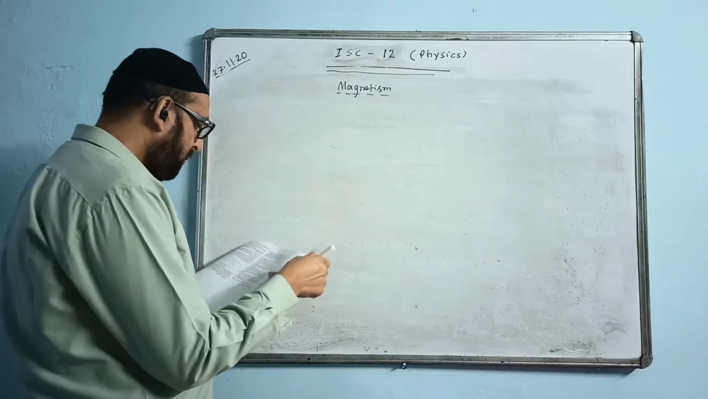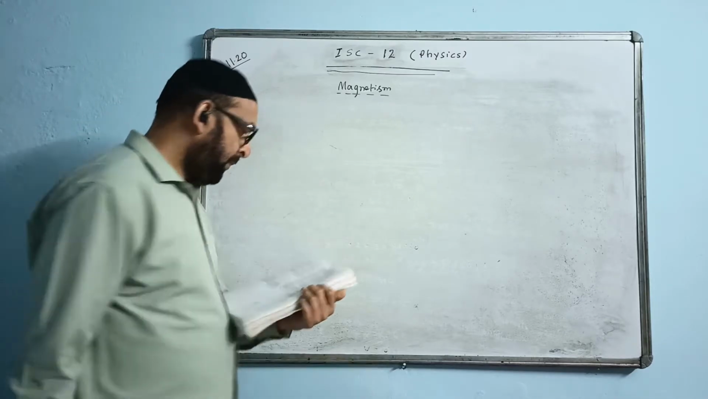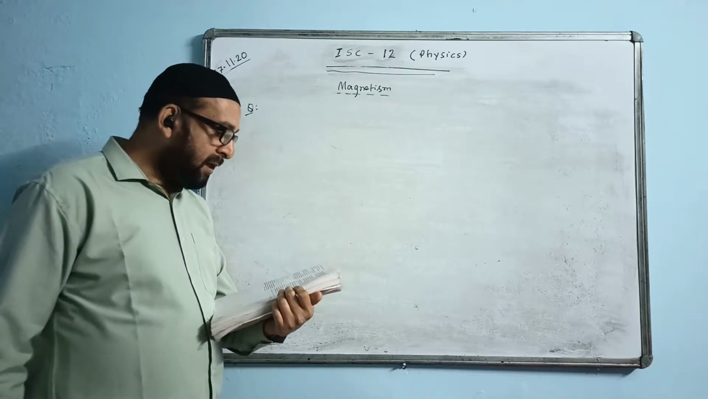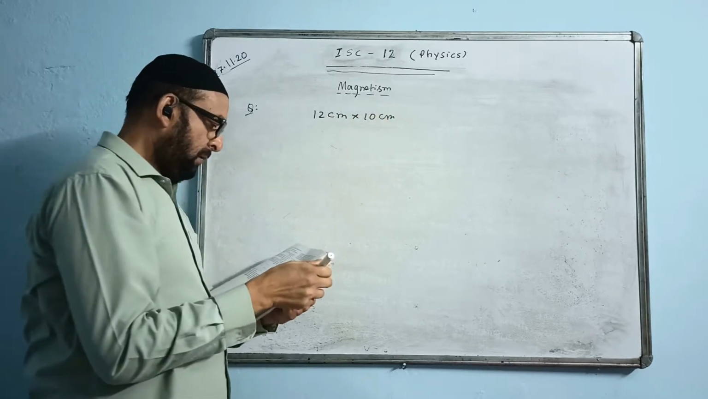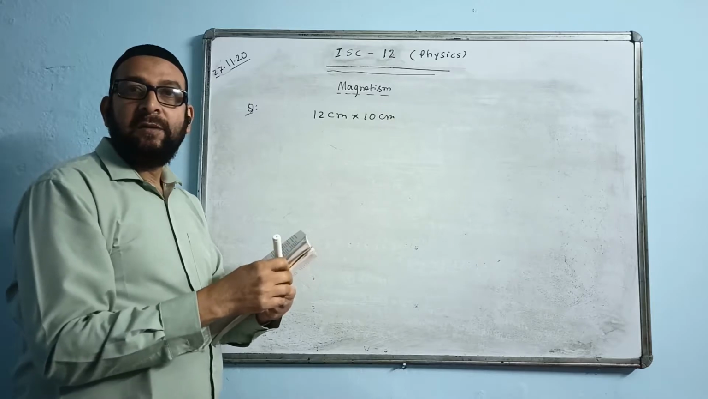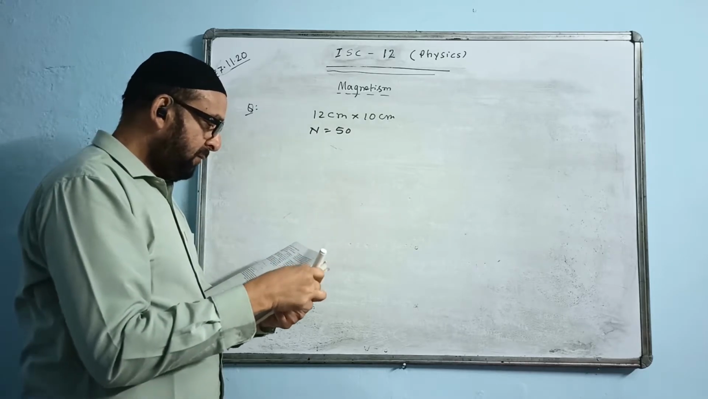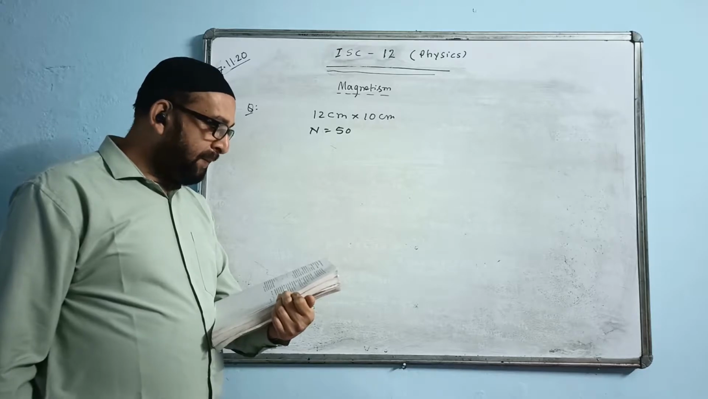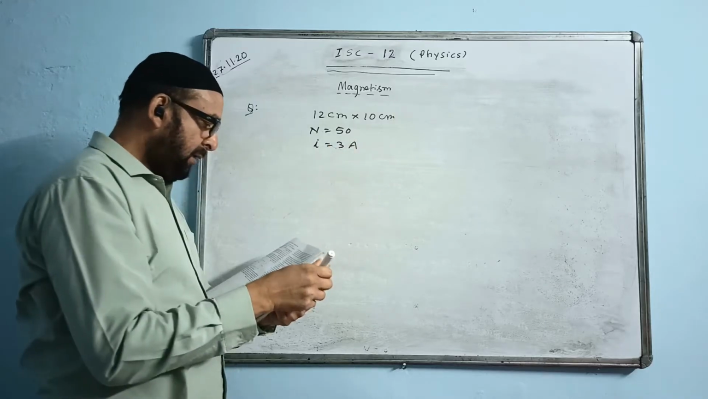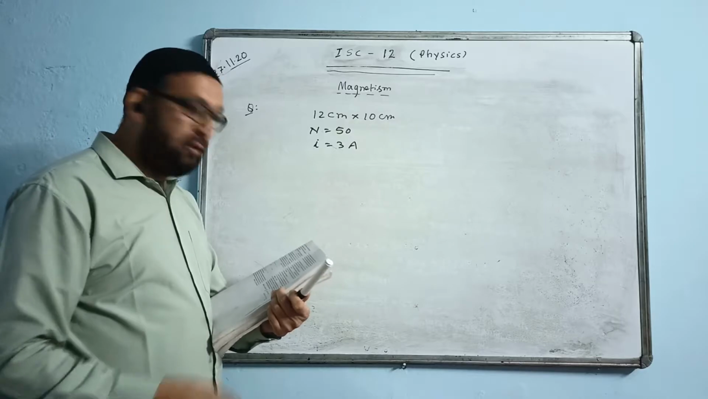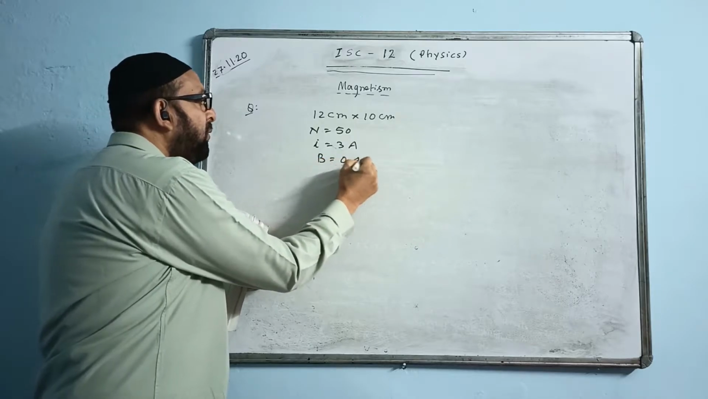Now another question, next question number is over here. Question says a rectangular loop of size 12 centimeter by 10 centimeter with 50 turns, N value is given 50 turns, and a current of 3 ampere, that means I value is given 3 ampere, is placed in a uniform magnetic field of 0.4 Tesla. That is B value is given 0.4 Tesla.